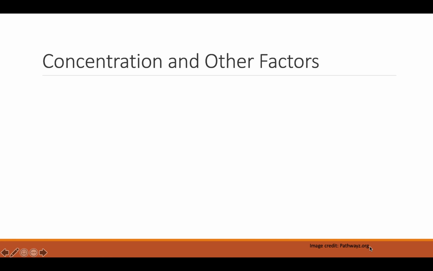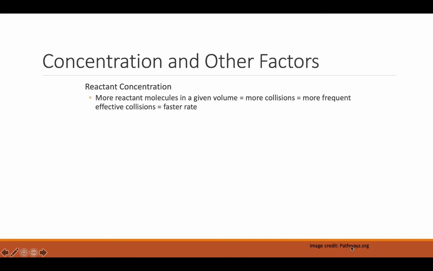Moving to reactant concentration, if there's more reactant molecules in a given volume, you're just going to have more collisions, right? If there's more molecules there, they'll collide more frequently. If you have more collisions, the likelihood of you having effective collisions is going to be higher, right? More collisions means that more of those collisions will have the right orientation, right? The more times you play the lottery, the more likely you are to win, right? So that will result in a faster rate.